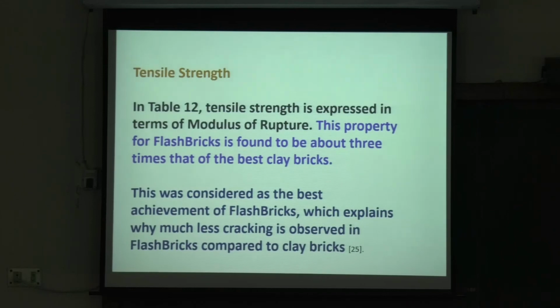In table 12, tensile strength is expressed in terms of modulus of rupture. This property of fly ash bricks is found to be about 3 times better than that of the best clay bricks. So this was considered as the best achievement of fly ash bricks, which explains why much less cracking is observed in fly ash bricks compared to clay bricks.